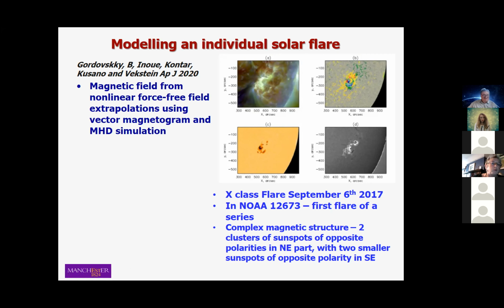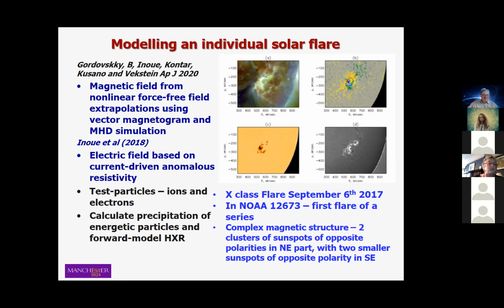So our modeling approach was to start with the magnetic field from a nonlinear force-free extrapolation using a vector magnetogram, then to put this into an MHD simulation, and this has been published by Inoue et al. And then what we added to this is basically a test particle approach. So we calculated the electric field from the currents in the MHD simulation, and then looked at ions and electrons and calculated their precipitation and also forward modeled the hard X-rays. So this is a kind of summary of what we do. So I'll then tell you a bit more about the details.